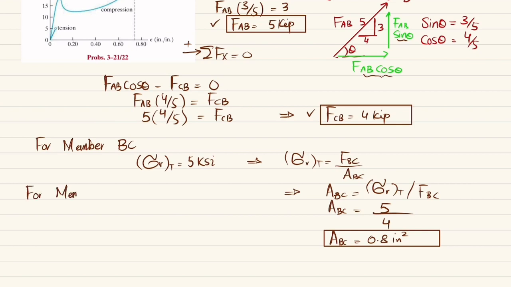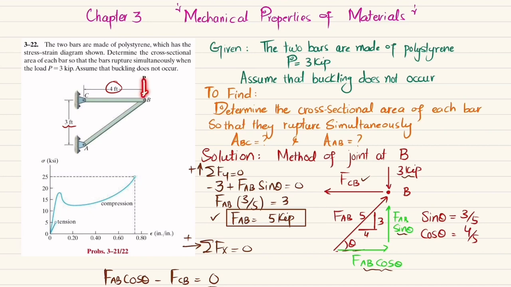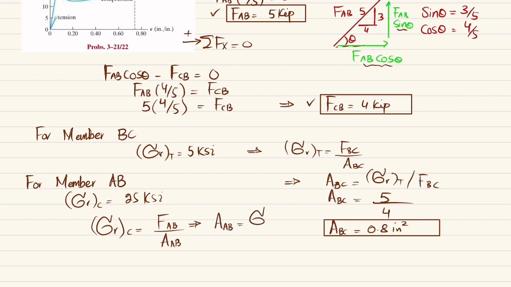Similarly, we will find it for member AB. You can see that this member AB will be in compression. So we will use this stress strain diagram, and sigma rupture for compression here is 25 ksi. So sigma rupture under compression is equal to 25 ksi, and we know that sigma rupture for compression is equal to FAB divided by area of AB. So from here, area of AB will be equal to FAB divided by the rupture stress under compression. So you can put in the values: FAB is 5, divided by 25.